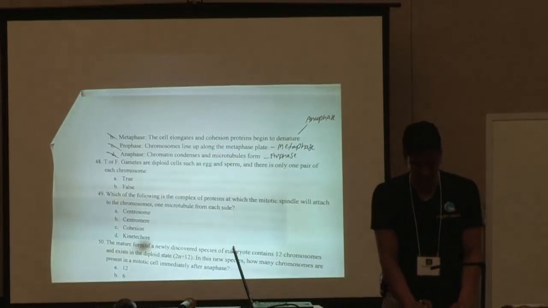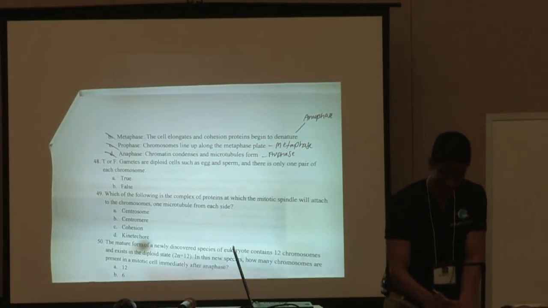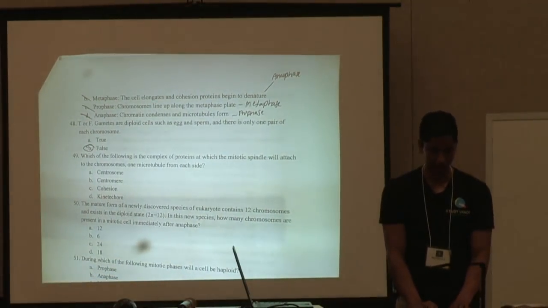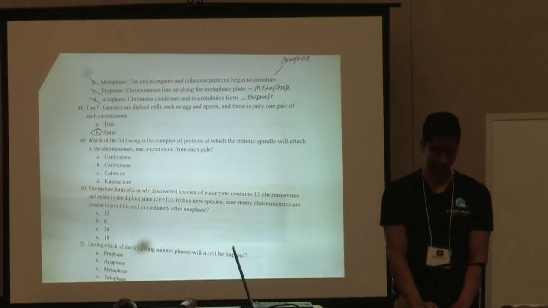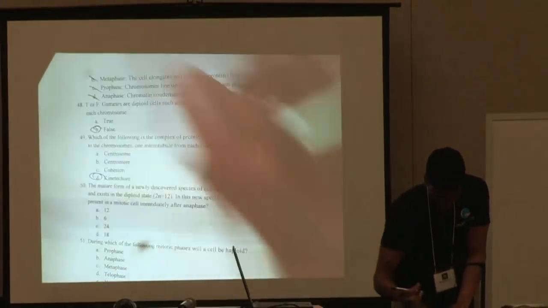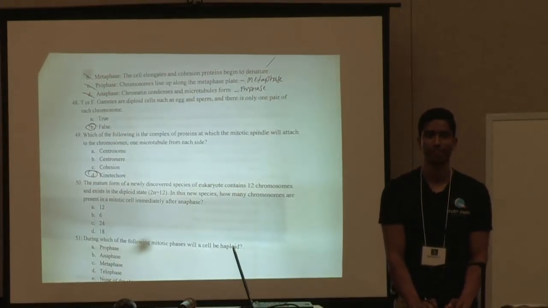All right, true or false? Gametes are diploid cells. Okay, we can stop there, right? Are gametes diploid? Okay, good. Which of the following is a complex of proteins at which the mitotic spindle will attach to the chromosomes, one microtubule from each side? D, right? Kinetochore. Everyone good?